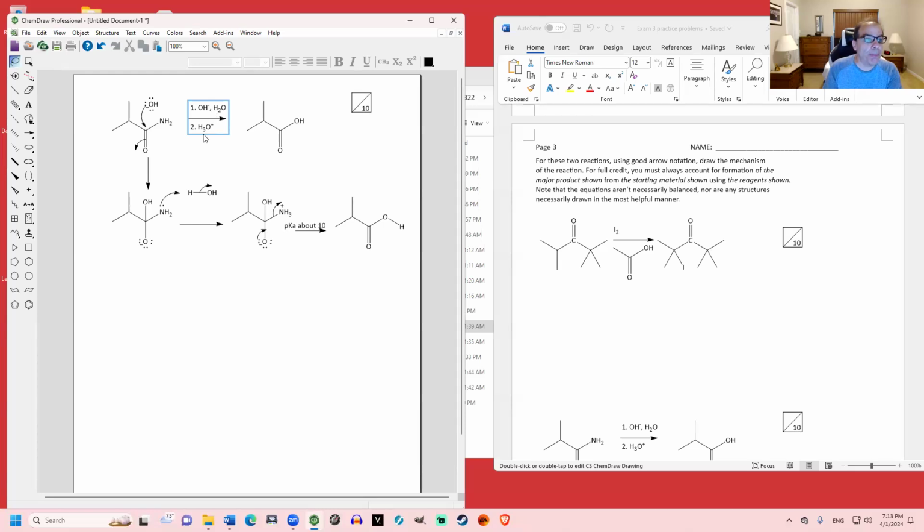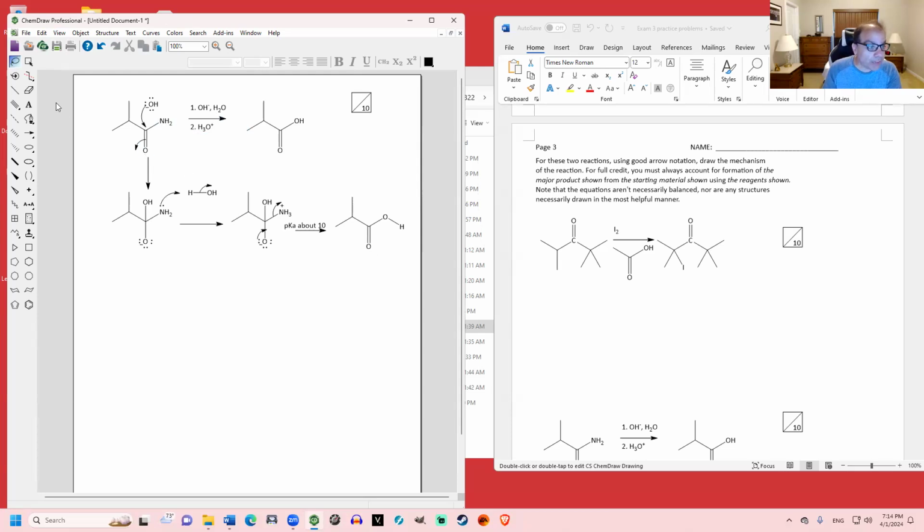Remember, when you have numbered steps like this, remember what it means. It means that we treat the amide with water and hydroxide and we wait. We wait until everything reacts that can react. And when everything's done reacting, then we add H3O plus. So we're still in alkaline medium. We haven't added H3O plus yet.